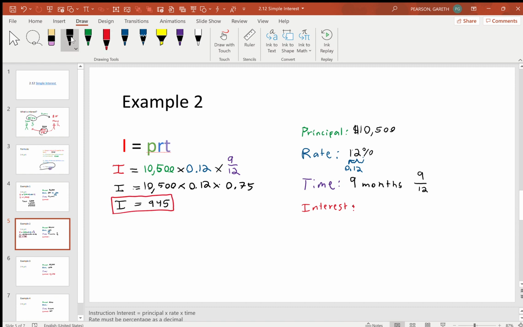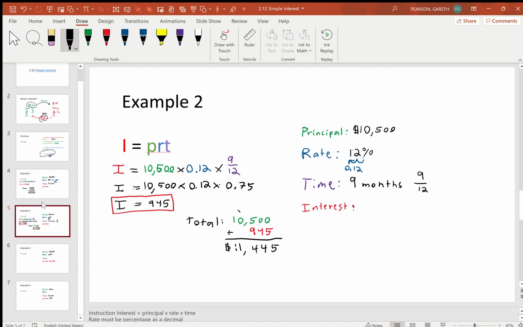Now again, if I wanted to find out the total, that would just take me adding the initial $10,500 that was borrowed to the $945 interest. So if I want to find out how much I'm paying back, I would just add these up, and I would get $11,445 that I had to pay back. Now let's move on to another example.